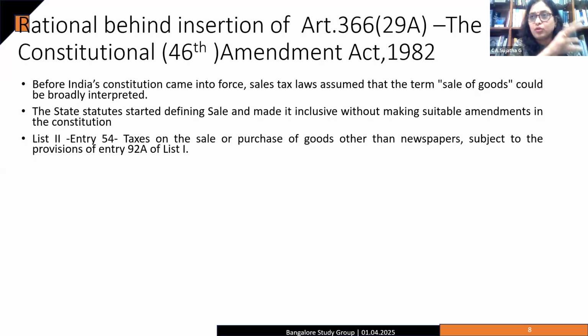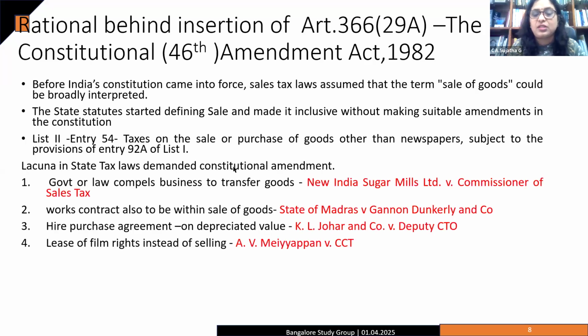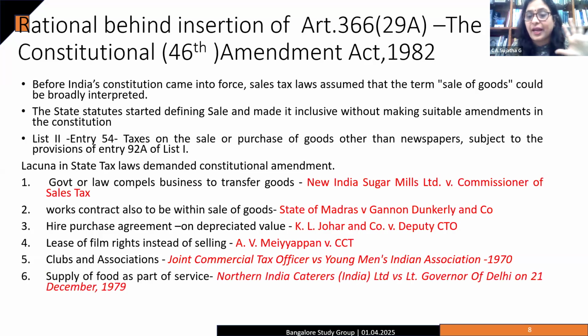So to put a full stop to this problem, the Law Commission recommended Article 366(29)(a), through which they included certain transactions, because over a period of time, they realized that there are certain transactions necessarily to be taxed. The only way to include such a transaction is to bring in an amendment in the constitution. So they introduced certain things, certain 6 points. They identified 6 issues, 6 lacunae in the Sales Tax Act. First, let us understand.